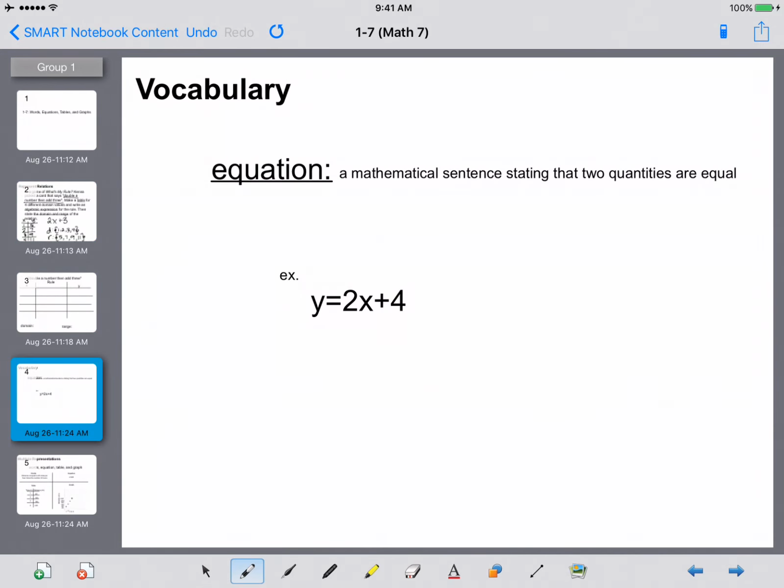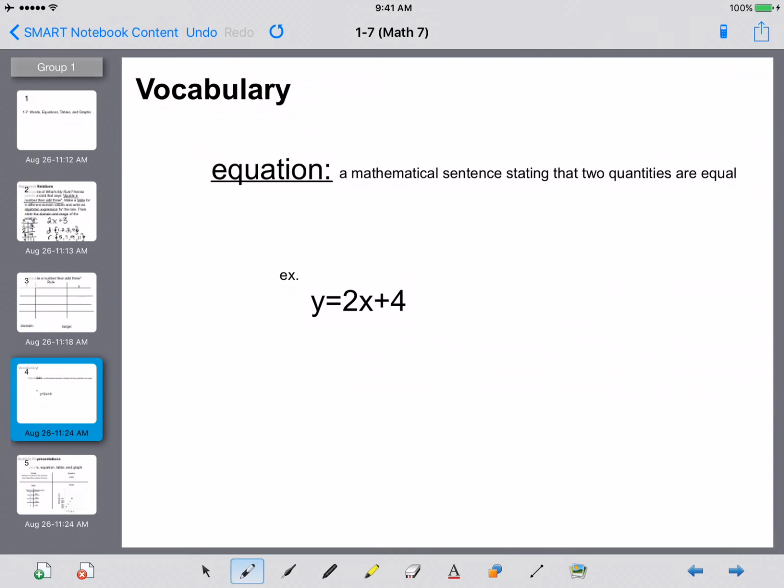For our vocabulary, the word equation is a mathematical sentence stating that two quantities are equal. So y is equal to 2x plus 4. So y and 2x plus 4 are the same thing. They equal each other.